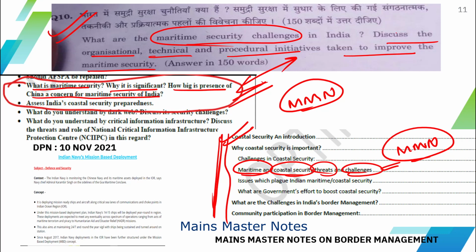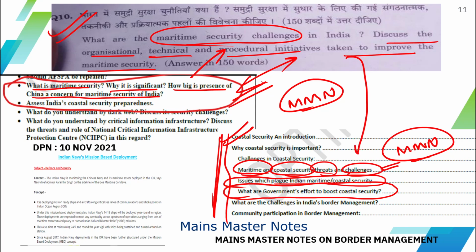And you can see the second part, discuss the organizational, technical and procedural initiatives of the government to improve maritime security. You can see here what the government efforts are to boost coastal and maritime security, and the issues plaguing maritime and coastal security, directly from the mains master notes. Guys, what else do you need? I had predicted exactly this question, and I have already covered this in the mains master notes exhaustively.